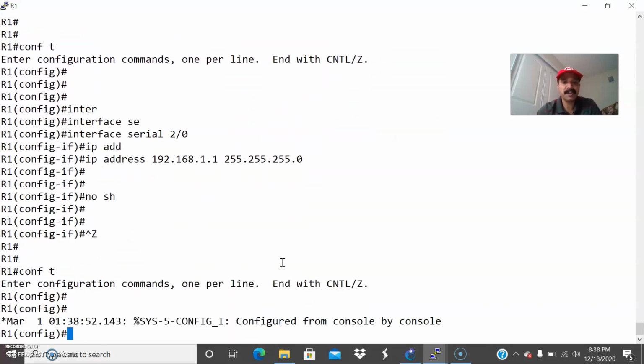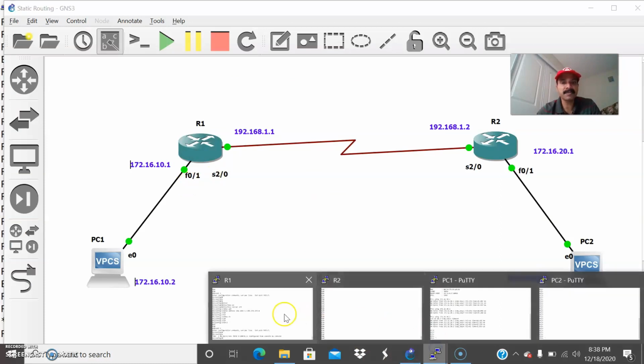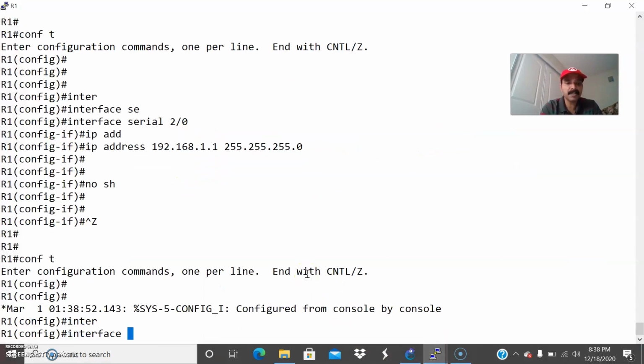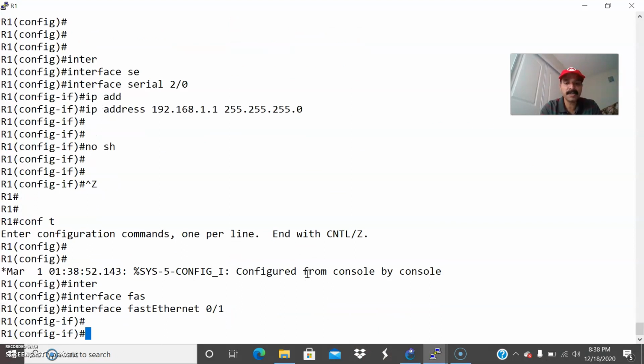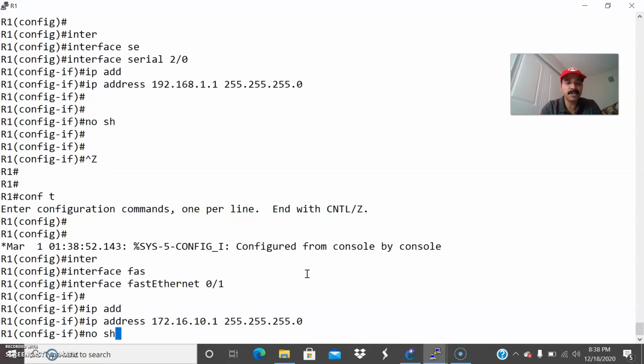Similarly, configure the FastEthernet interface, that is FastEthernet 0/1. Go to FastEthernet 0/1 and specify the IP address. IP address is 172.16.10.1. So this will be the gateway for the first PC, that is PC1. So let us do a no shut.